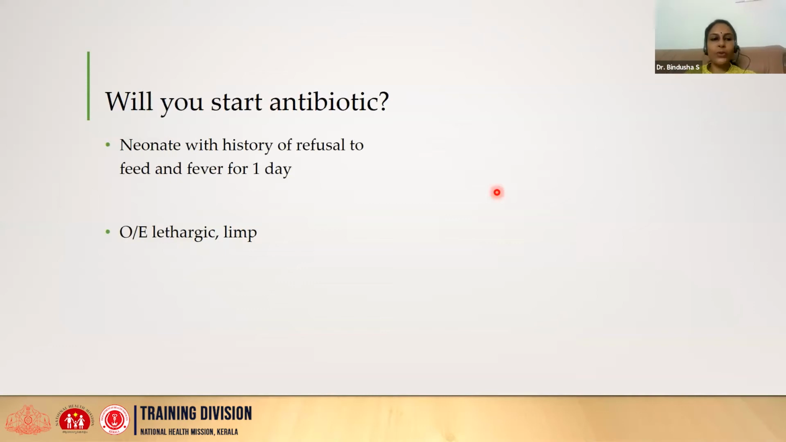And this is another baby. This is a neonate with a history of refusal to feed and temporary fever for 1 day. But when we are seeing the patient, the baby is lethargic and limp. Here also, even though we are not sure that this child is having a bacterial infection, we need to start an antibiotic. Why? Because this is a critically ill child. Here you don't have time for waiting. It may be due to bacterial infection, but we need to start on antibiotics as soon as possible in this child.